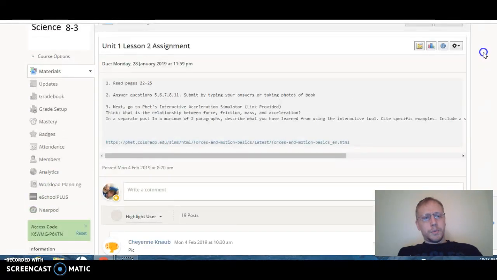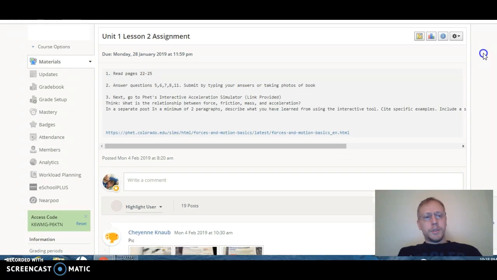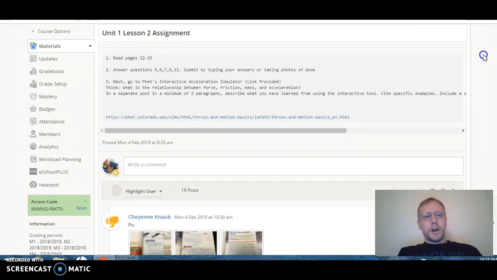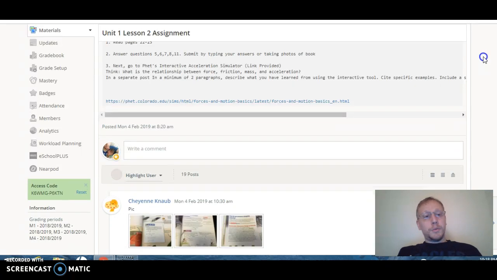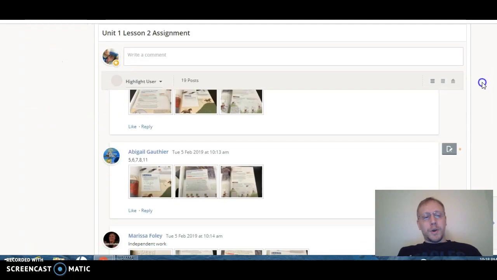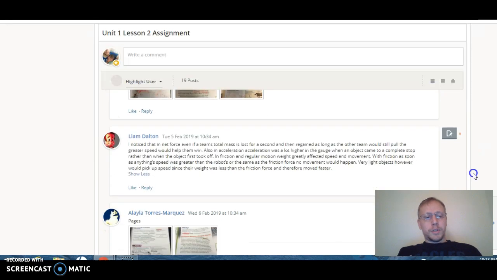So their basic assignment was here at the top. Read pages 22 to 25, answer the question, and then go to the simulator, and then write 2 paragraphs about what they learned about force, friction, mass, and acceleration, and they needed to include specific examples from the simulator, so I could tell that they were using the simulator in order to do the discovery learning.